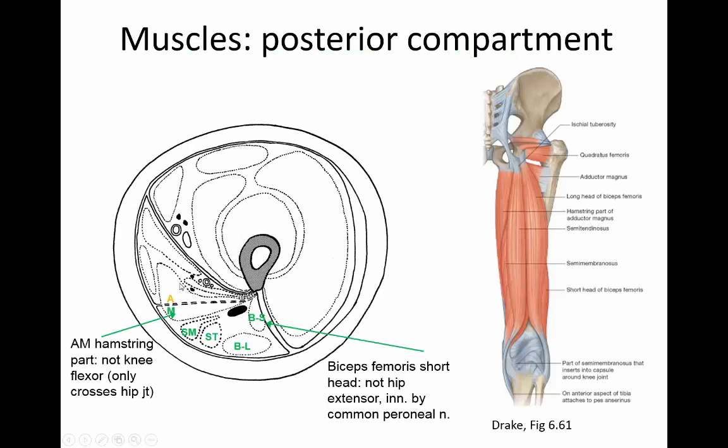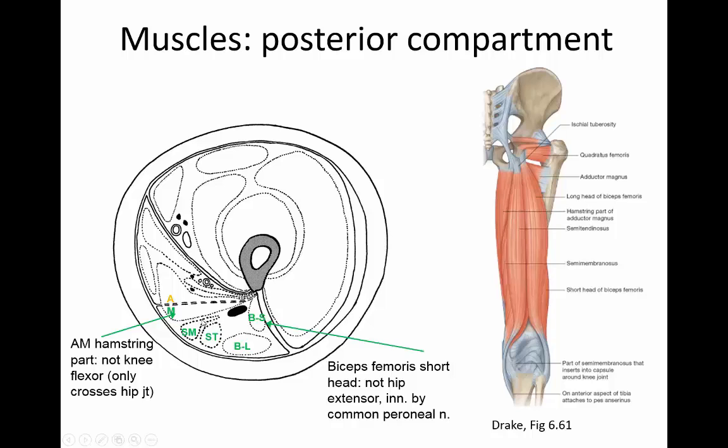So we'll begin by looking at the adductor magnus. Again, we had an adductor part in the medial compartment and a hamstring part in the posterior compartment. So note that the hamstring part doesn't actually cross the knee. It crosses the hip posteriorly. So while we generalize and say that the posterior compartment might be a knee flexor compartment, not all the muscles in all the compartments do the common action.